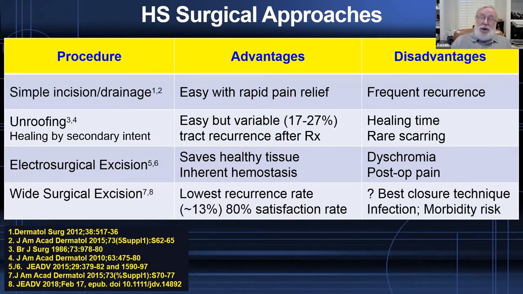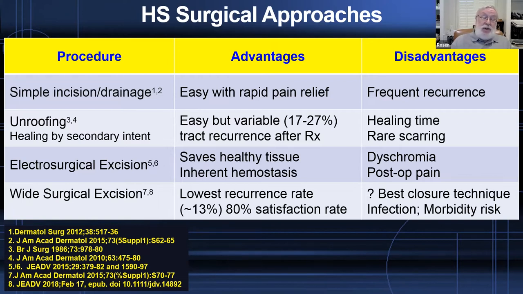It's variable recurrence, you know, about 20-25%, but some stay gone. There may be a prolonged healing time and there may be some scarring. You can use electrocutting to basically excise an area. That's good because there's inherent hemostasis, but it's the most likely to leave significant dyschromia and even post-op pain.